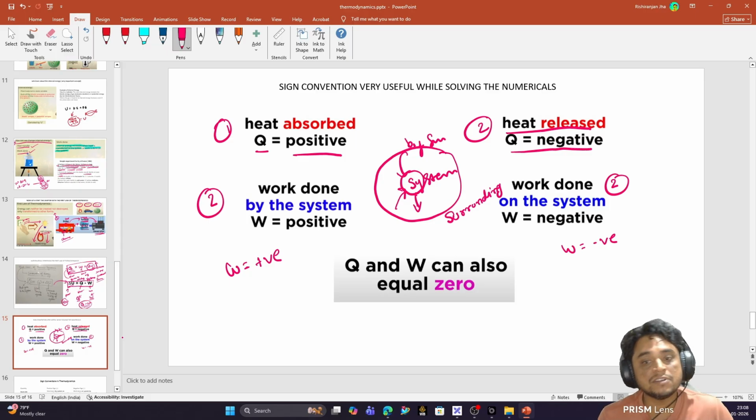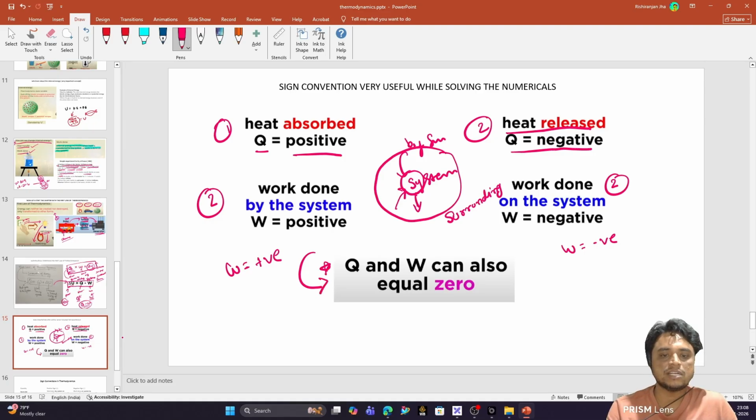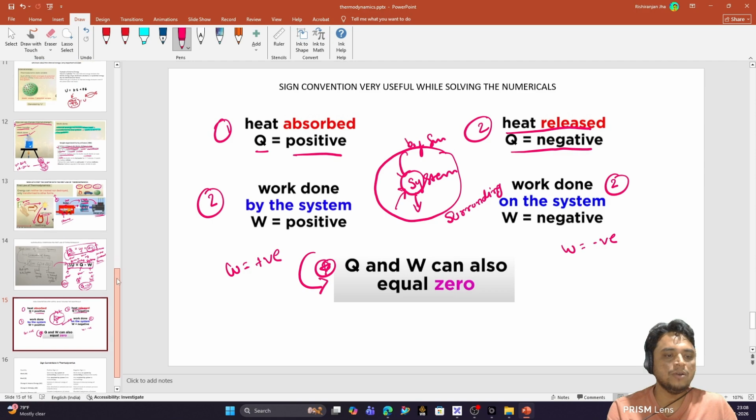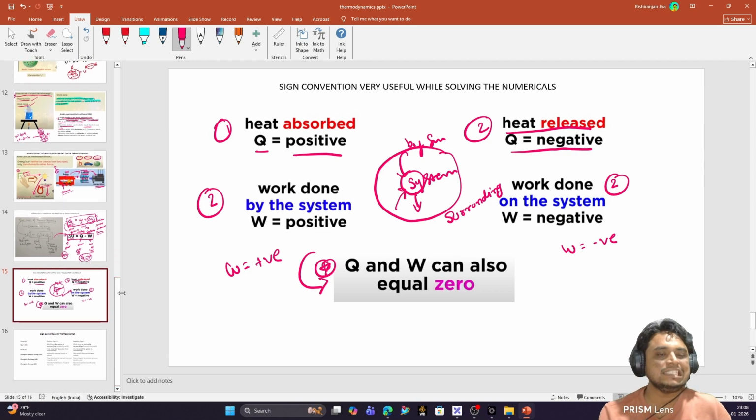Heat and work can also sometimes be equal to 0. This is the most important thing to note. Heat and work can also be 0. Now let's move on to another slide and see some more sign convention. I have prepared a specific chart for you to understand the sign conventions.